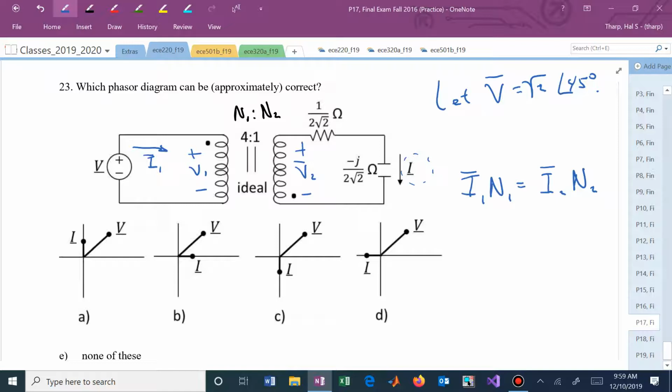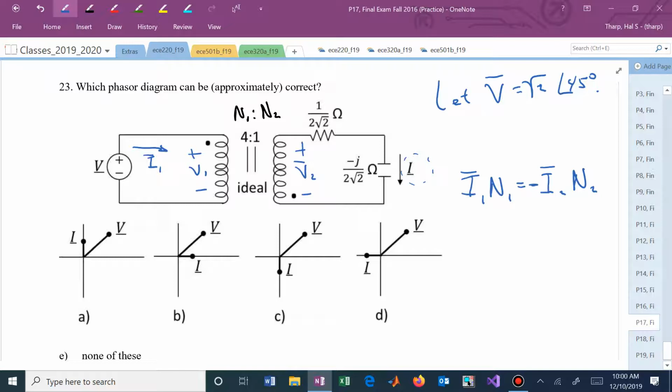They're both entering the dot. I1 is entering the dot. I2 is entering the dot. So we now need to introduce a negative sign into our relationship between currents and turns. You need to be comfortable making those decisions.